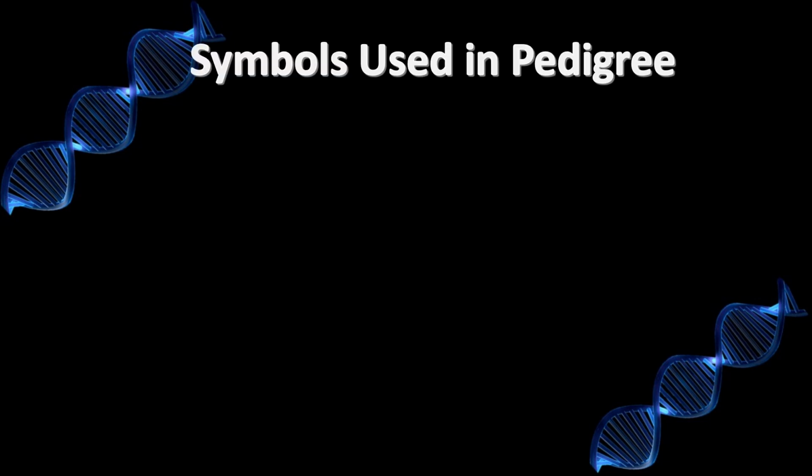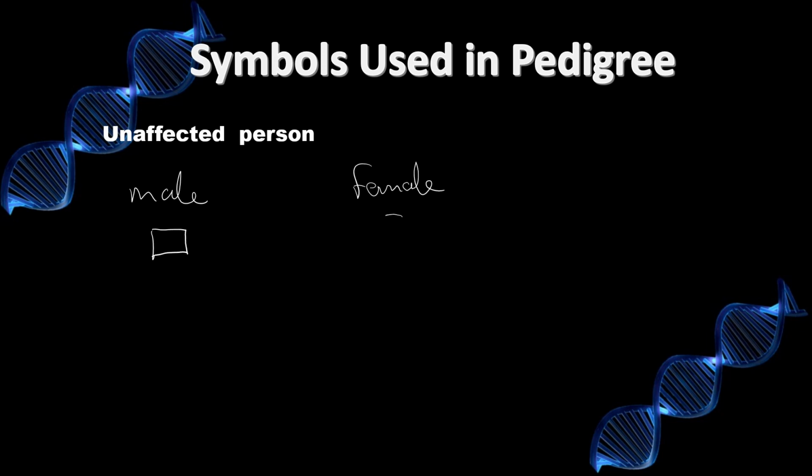Before moving to the traits in pedigree, we can check some symbols that are used in pedigree. For an unaffected person, if the person is male, then we use a square shape. If the person is female, then we use a circle shape. If the person's sex is unknown because the sex is not reported in this pedigree, then we draw a diamond shape. Okay, then we can move to the next person.